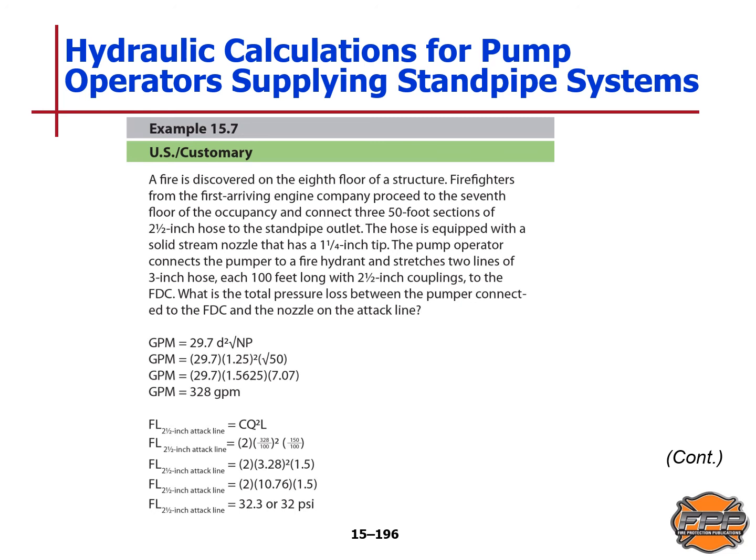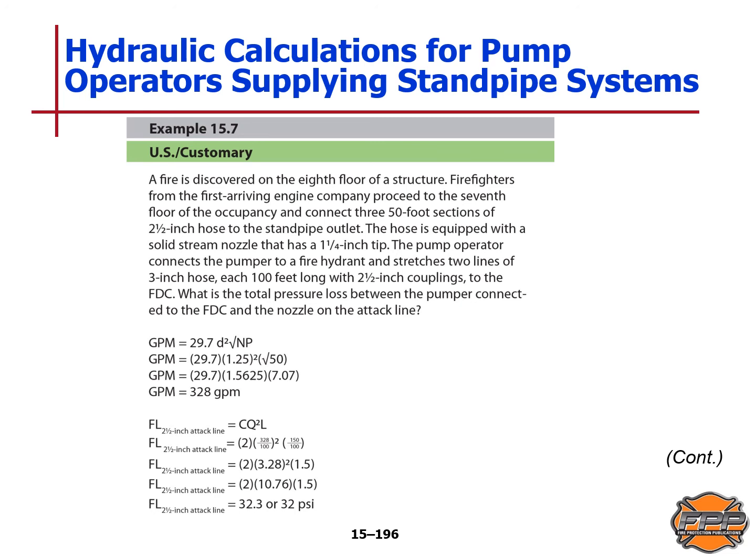So let's do the math. Gallons per minute equals 29.7, which is your coefficient from your table in your book, times 1.25 squared times the square root of 50. When you calculate the math out, you get GPM equals 29.7 times 1.5625 times 7.07. So your GPM is 328 gallons per minute.